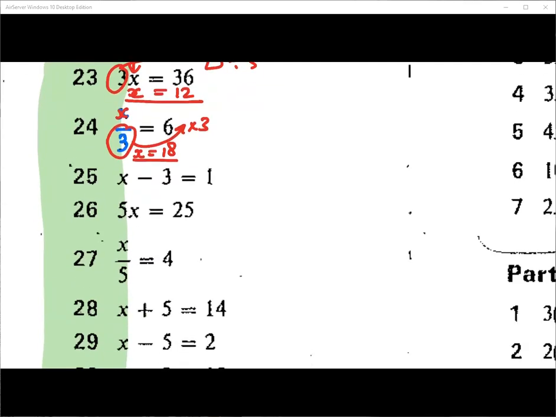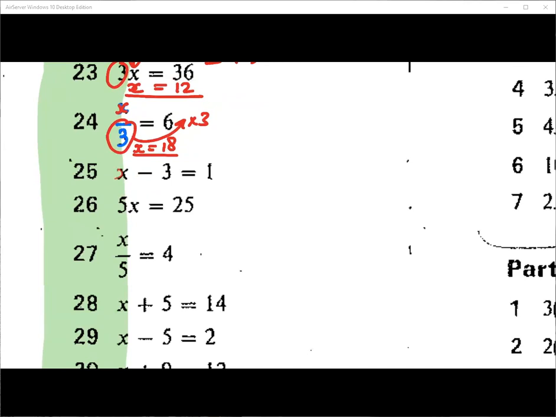Okay, lovely. Next one, x minus 3. You circle the minus 3, and then you find the opposite, and you drag it to the right. The opposite of minus is add, and then you add 1, 2, 3, which is 4. So you write down x is equal to 4. Lovely.